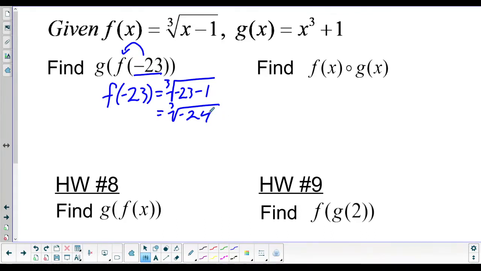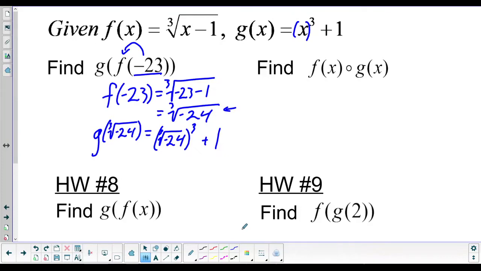So what we're going to do is we are going to take this now and plug it into the g function. So we're going to do g of the cube root of negative 24. So where the x is for g, we're going to put some parentheses, cubed, plus 1. Then we're going to plug in the answer from our f problem. So we're going to have the cube root of negative 24.